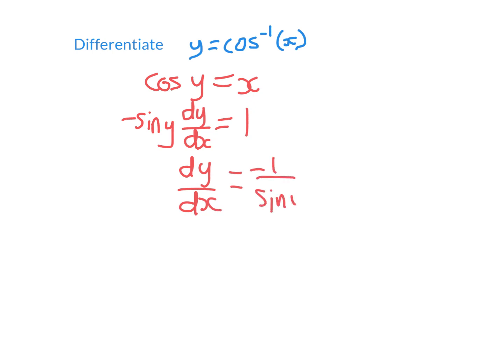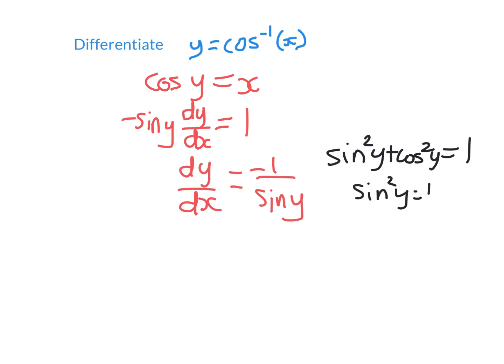So that's all well and good, but because we had y in terms of x, we want our derivative to be like that as well. So there's a bit of a trick we can use here. So we know the trigonometric identity sin squared y plus cos squared y equals 1. So we can rearrange here to get sin y as the subject. sin squared y would be 1 minus cos squared y. And now what we can do is square root to get sin y by itself. So sin y will be the square root of 1 minus cos squared y.